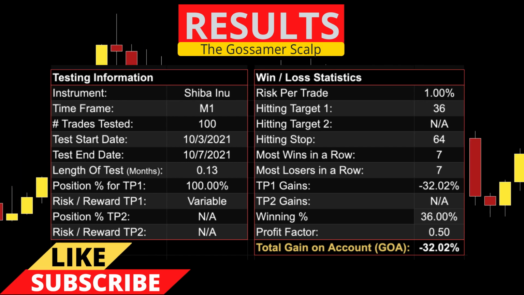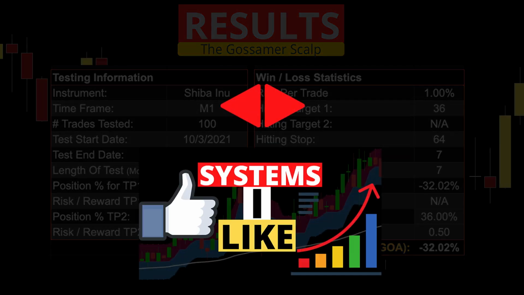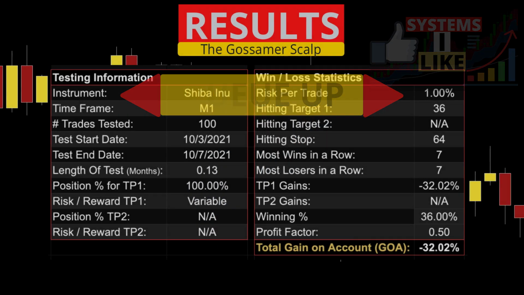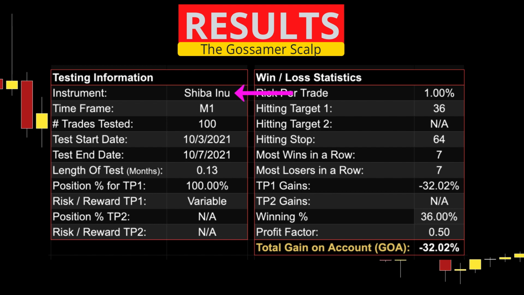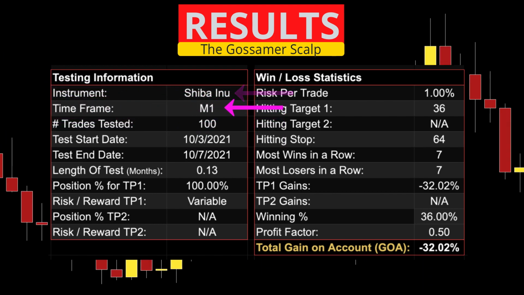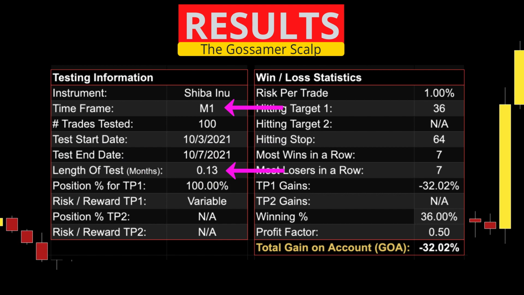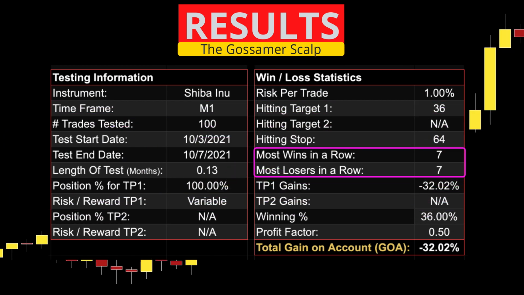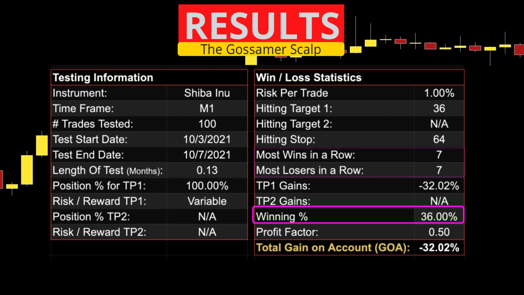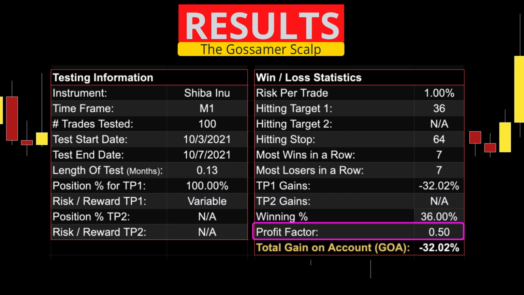Remember, this is just 100 tests on one instrument. If you are thinking of using this system, please do all the required testing and be sure to let our community know what you discover. This test was done on Shiba Inu versus the US dollar, 1 minute Japanese candlesticks. It took 4 days to find the 100 setups. Most wins and losses in a row equal each other at 7. This system had a winning rate of just over 1/3 and a profit factor of 1/2.